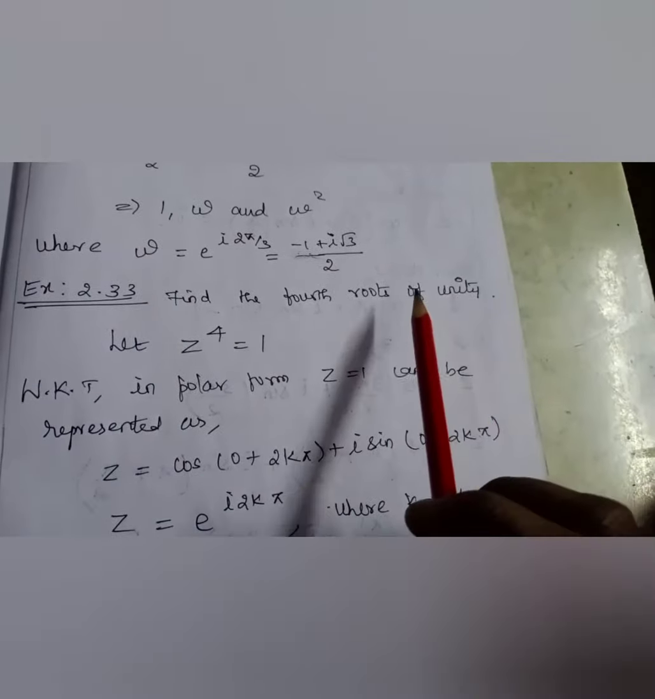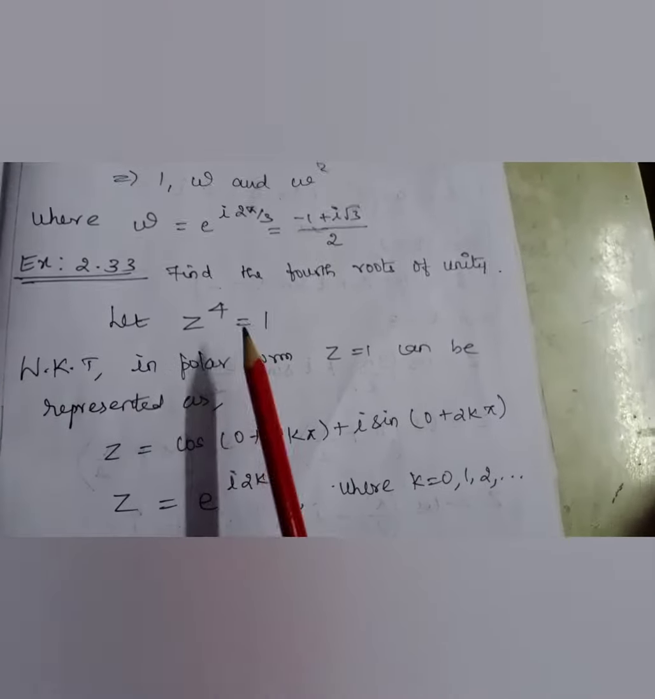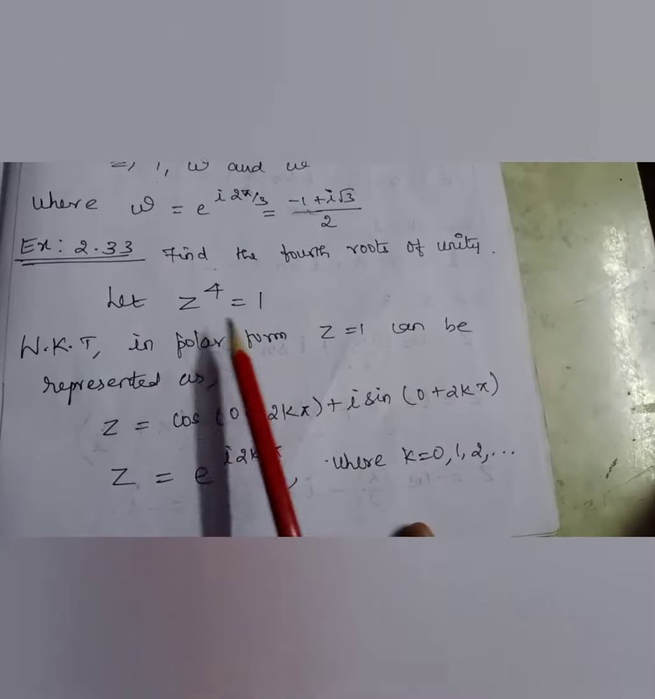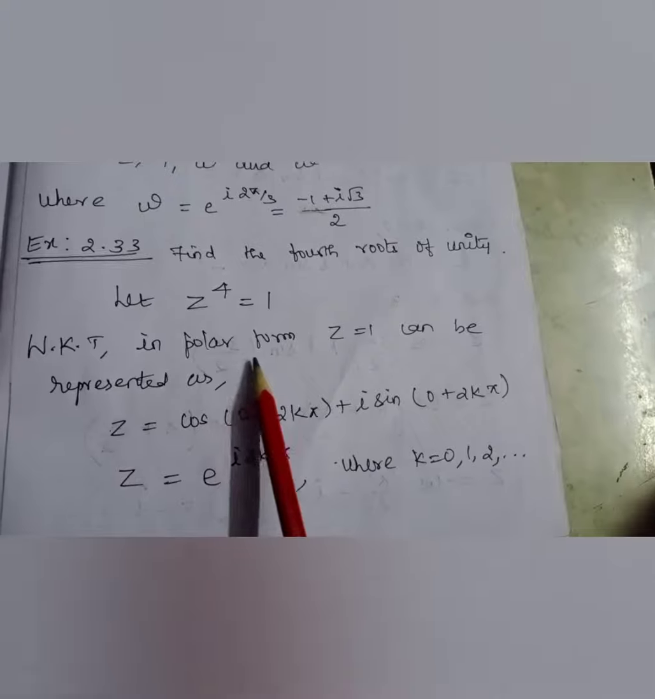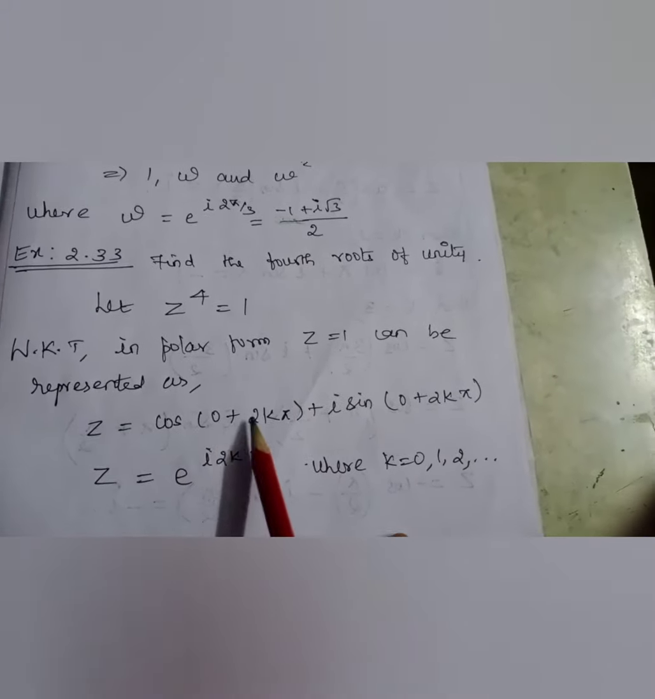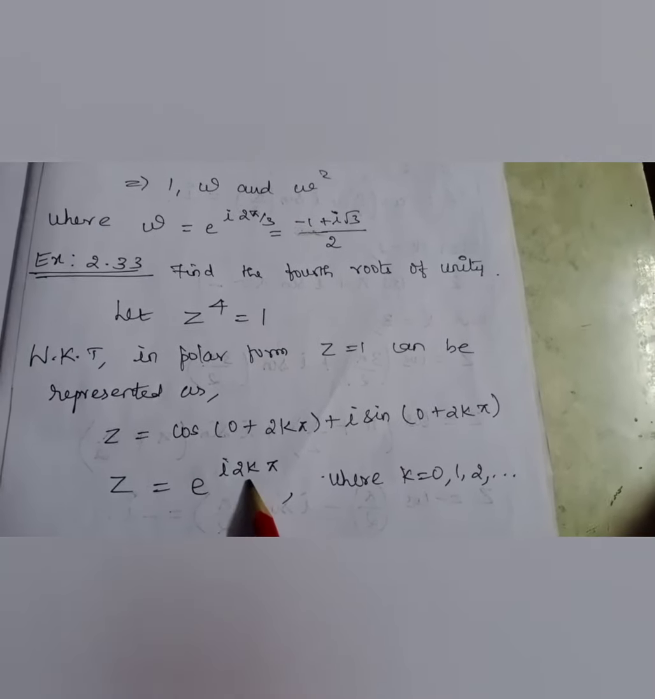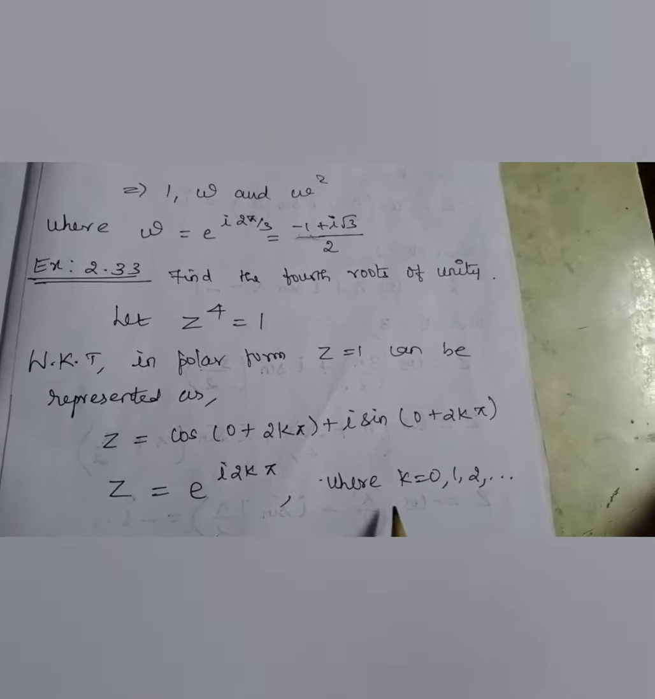Okay, now we'll move on to the next example sum. Example 2.33. Find the fourth roots of unity. So similarly, how we found the cube roots of unity, now it is fourth roots of unity. So z power 4 is equal to 1. We know that the polar form of z is equal to 1 can be represented as z is equal to cos 0 plus 2k pi plus i sin 0 plus 2k pi, which is nothing but e power i 2k pi, where k takes the value 0, 1, 2, etc.